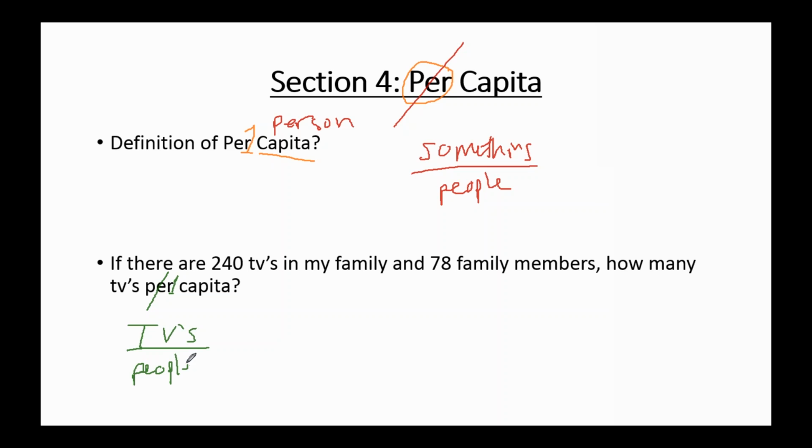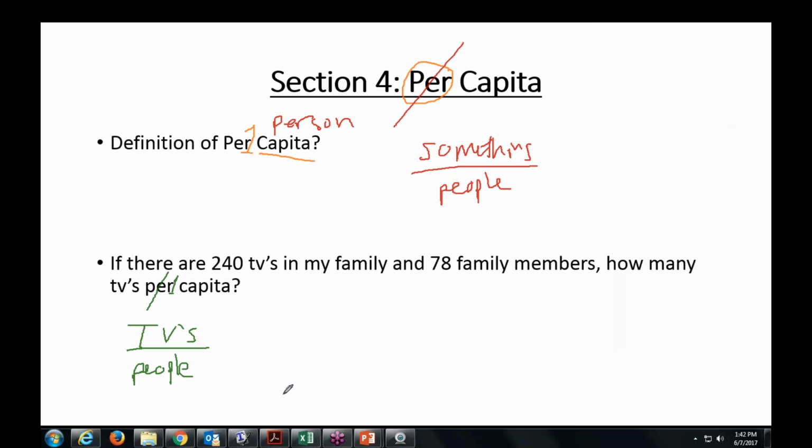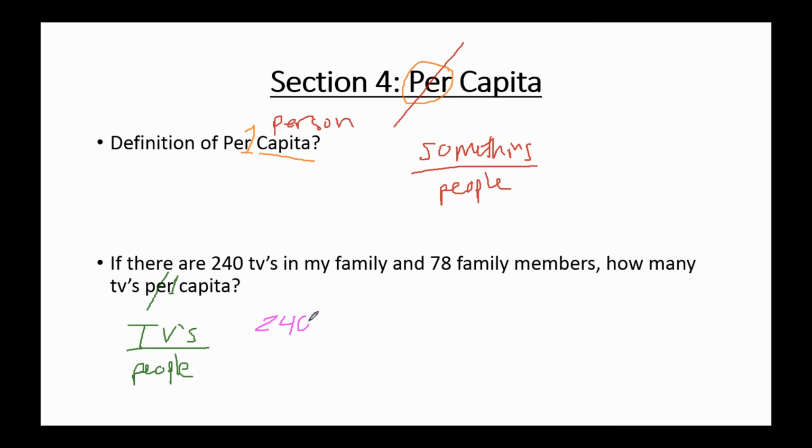So if you're confused, at least for a while, on how things work, instead of just going straight to numbers, do things in terms of words. Because if you understand how the words go together, the numbers are easy because you just plug them in where they're represented by words. So make sure you're thinking through what these numbers mean. Okay, so if I know TVs per capita, TVs on the top, people on the bottom. Now let's go to numbers. How many TVs do I have in this family? 240. Okay, so 240 is my numerator.